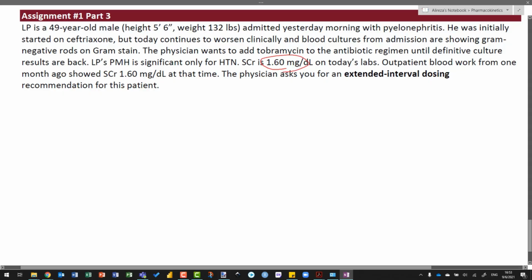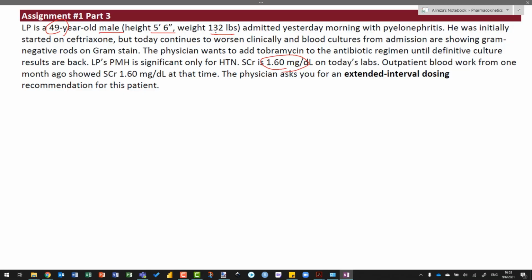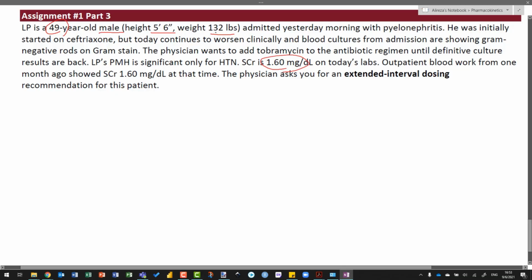So serum creatinine is 1.6. You want to make sure you note the age. This is a male. Here's the height and weight. Because it's extended interval dosing, one of the easiest ways to do this is using the Hartford nomogram. This patient did not meet the exclusion criteria from extended interval dosing. So this is pyelonephritis and bacteremia.